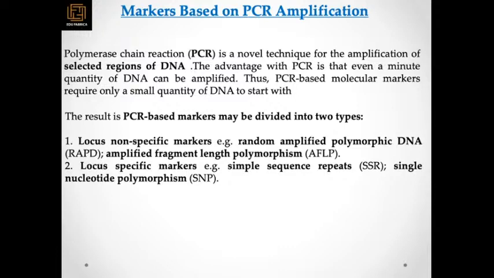PCR-based markers can be divided into two types, RAPD and AFLP, which are known as locus non-specific markers. So there are no specific loci we see; they are not so specific.